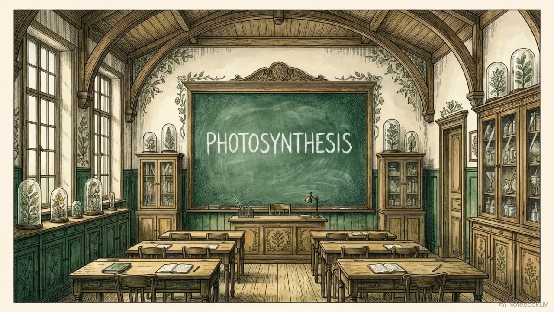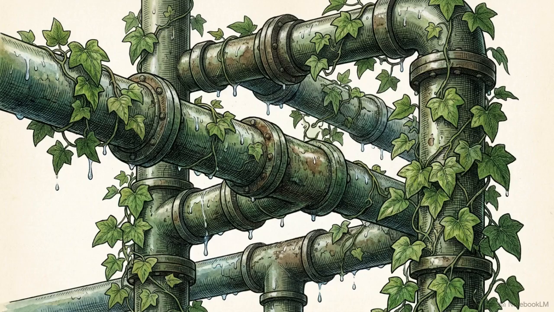Most of us learn a very simple equation in middle school. Plants take in carbon dioxide and water, use sunlight, and produce glucose and oxygen. It is often treated as basic biological plumbing.